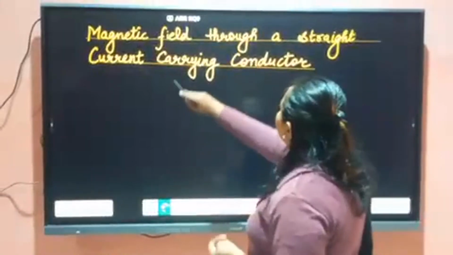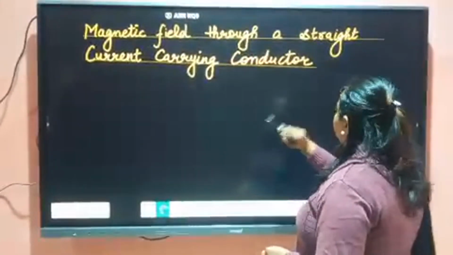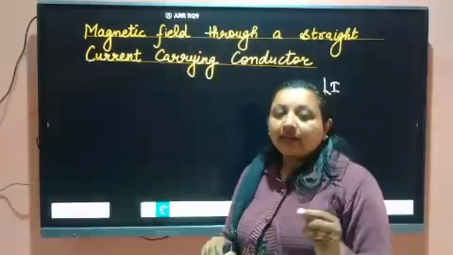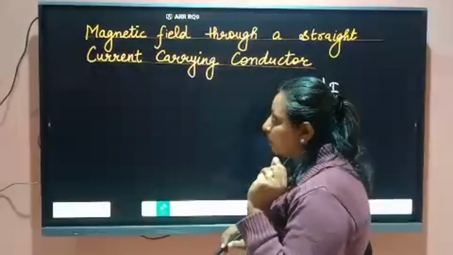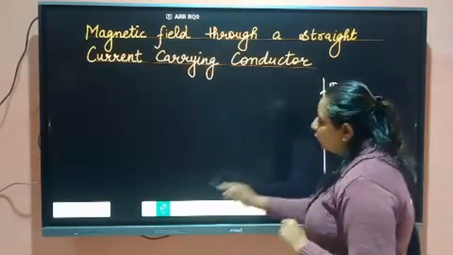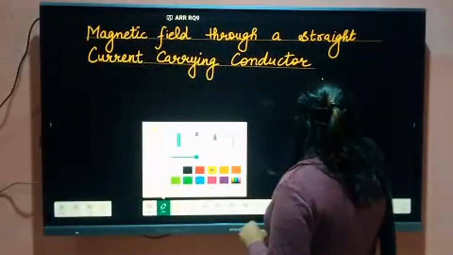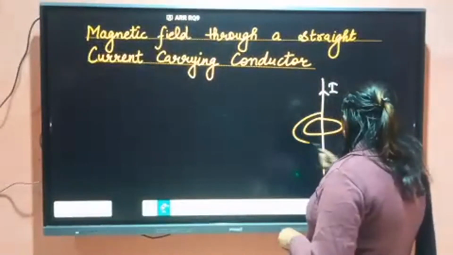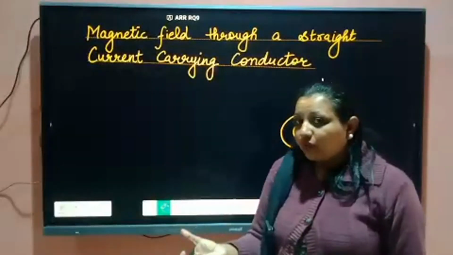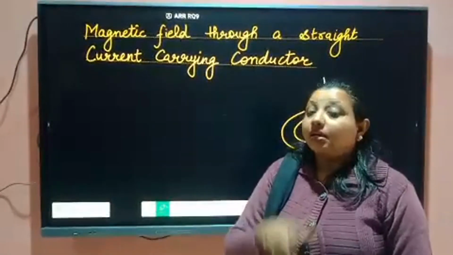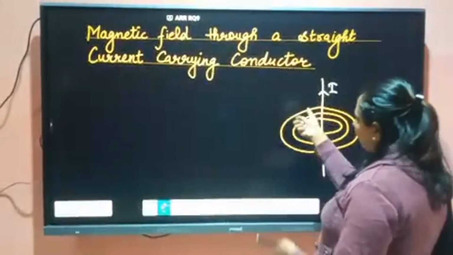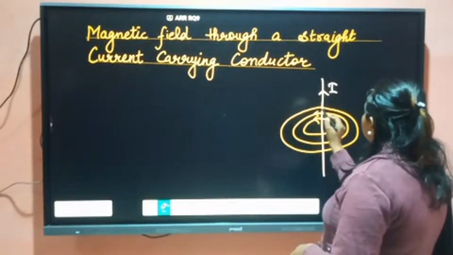Now we have magnetic field through a straight current carrying conductor. This is a straight current carrying conductor. There is a conductor, it is straight, through which current is flowing. Now the current is flowing, it produces magnetic field around it. It will produce this magnetic field around itself in the form of concentric circles. And which rule have we used to determine the direction of magnetic field? Right hand thumb rule. If the current goes up, the magnetic field is like this, anti-clockwise.